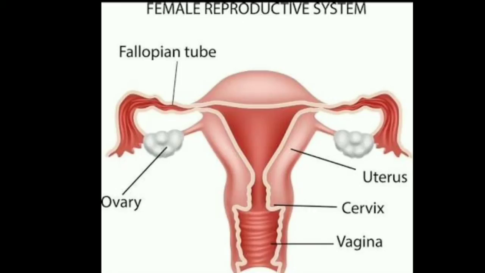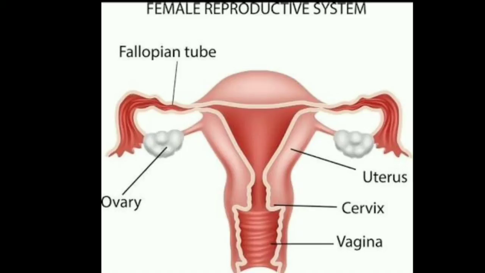Dear students, today we are going to discuss the human female reproductive system. The human female reproductive system consists of a pair of ovaries, two fallopian tubes, uterus, vagina, external genitalia, and a pair of mammary glands. In females, mammary glands are considered to be female reproductive parts. They help in the nourishment of the young one after birth.